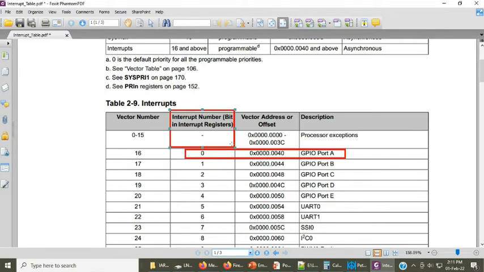Vector number minus 16. So -1, -2, -3, -4, because interrupt number 0 is for port A. So interrupt numbers -1, -2, -3 will go to the exceptions, up to 15. Go upward up to 16, right? This is how we check that.